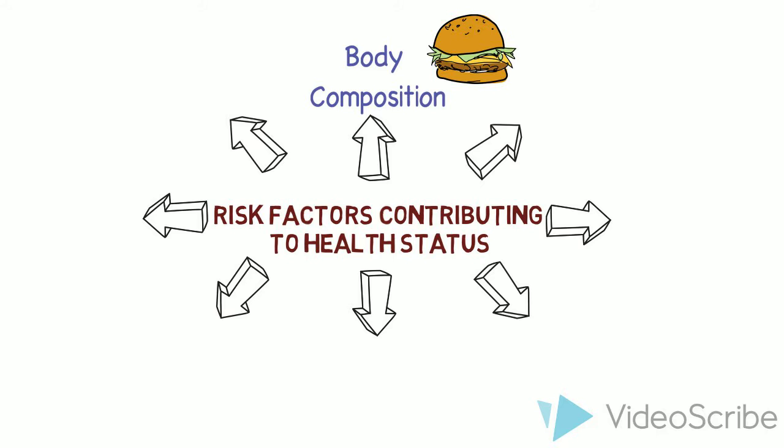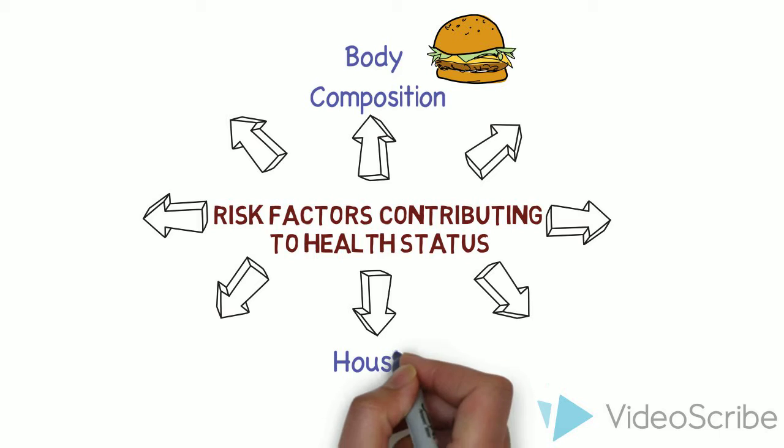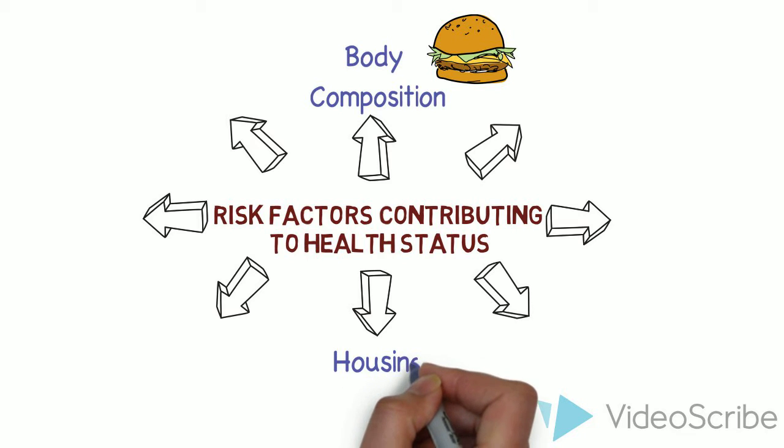The rural and remote location of where they live can limit their food supply due to accessibility and difficulties in transportation. Housing.